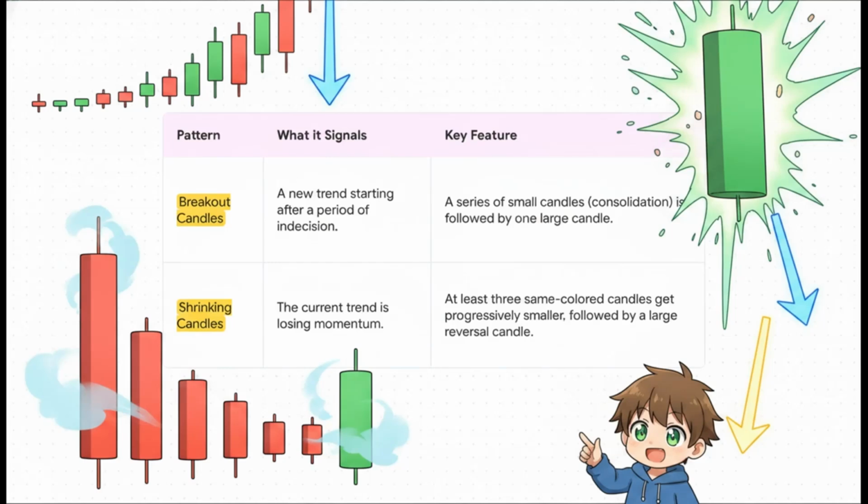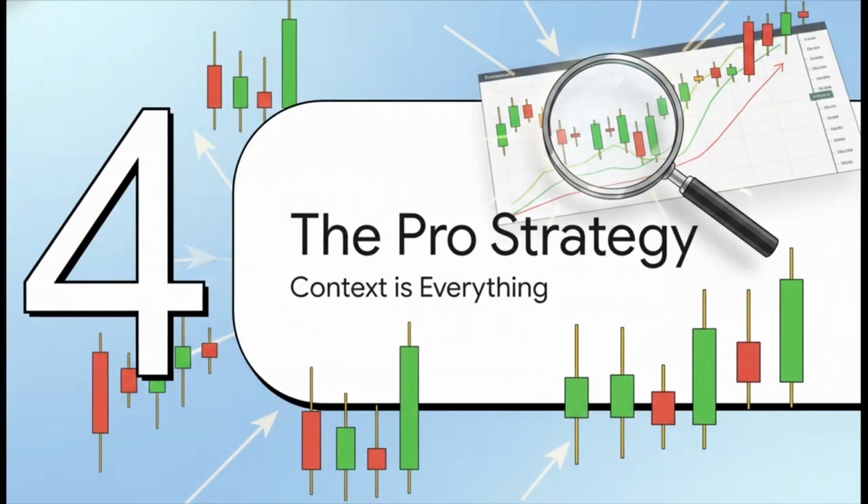On the flip side, you have shrinking candles. Imagine a car running out of gas. That's what this looks like. Each candle in the trend gets smaller and smaller and smaller, showing that momentum is just dying out. The trend is exhausted. So now you have these patterns, but here's the secret sauce.